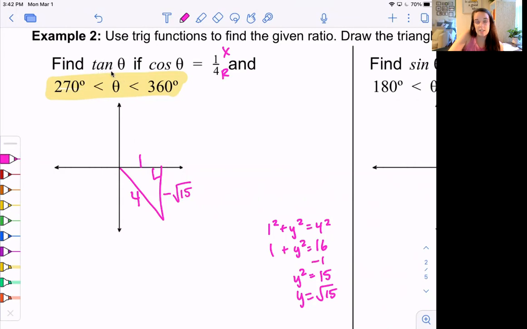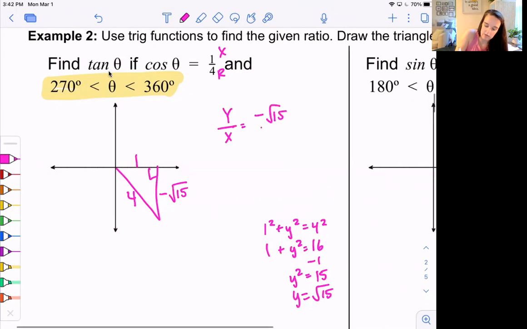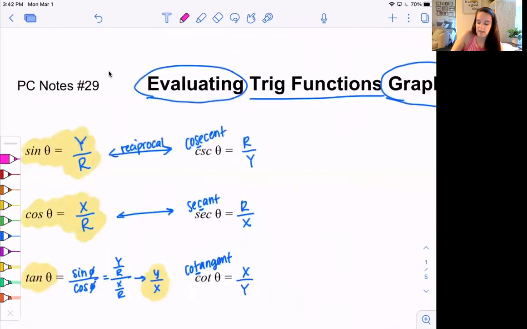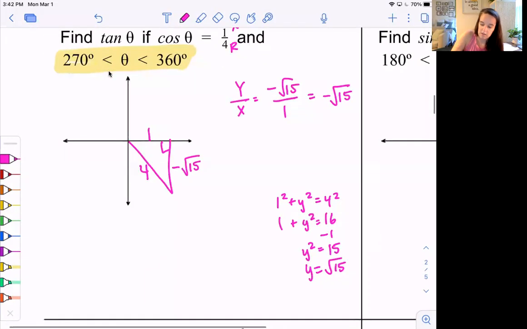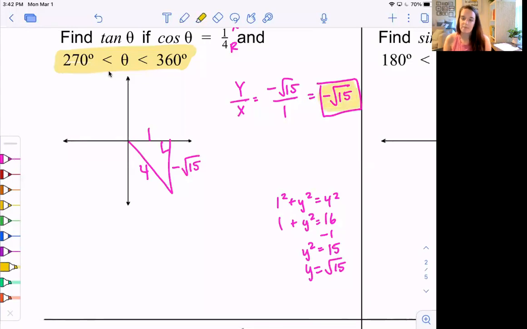So tangent is y over x, right? So I want y over x. Y in this case is negative square root 15 over x, which is 1. So that simplifies to negative square root of 15. 15 does not break down, it's 3 and 5, so I can't simplify that anymore. Sorry about that. So this would be my answer for that problem. Right, just like that. Cool.